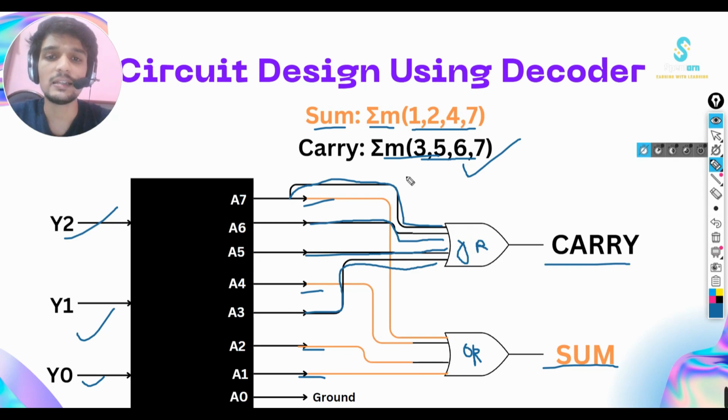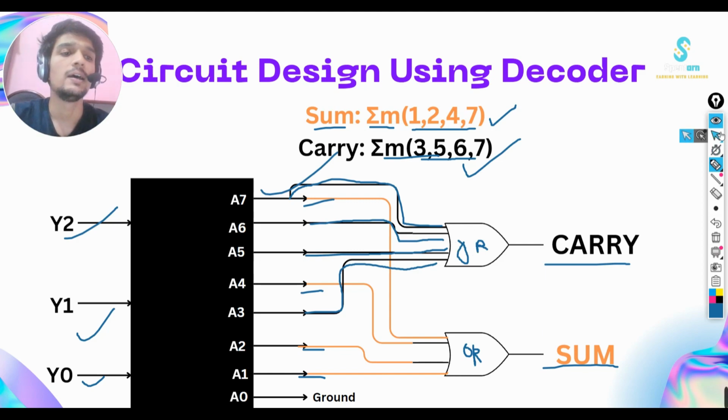Whatever expression you have, you should find the min terms for it, and accordingly you can connect the pins to the OR gate. And if it is in the format of POS or max terms, you can use the AND gate here. This is how you can design the circuit using the decoder.